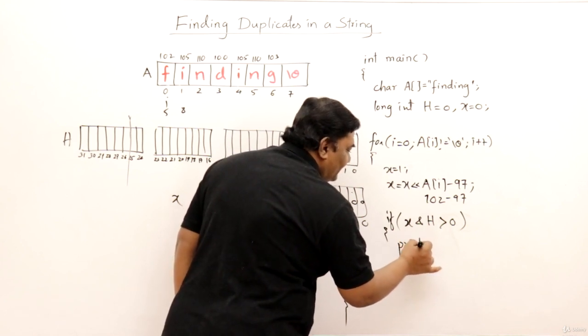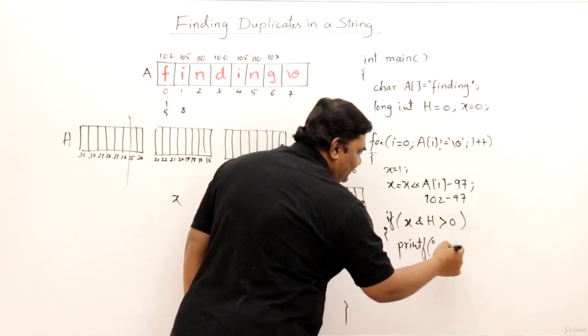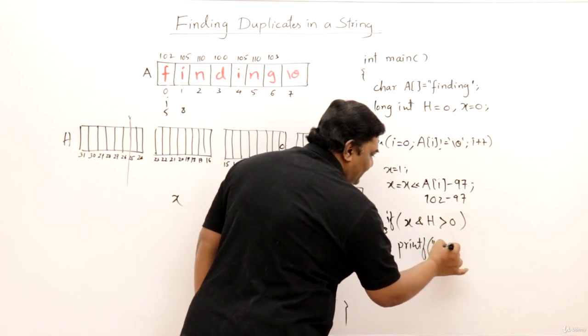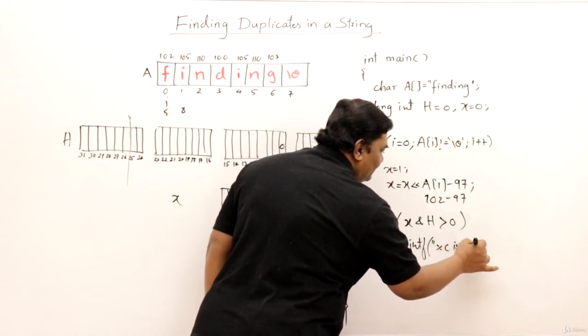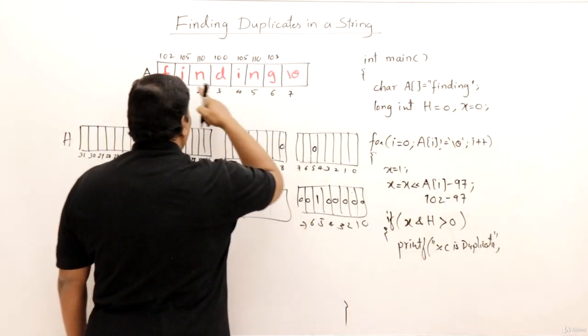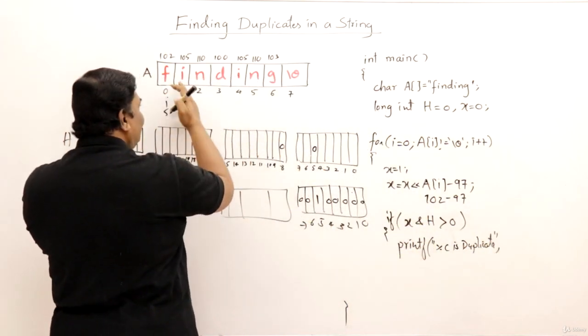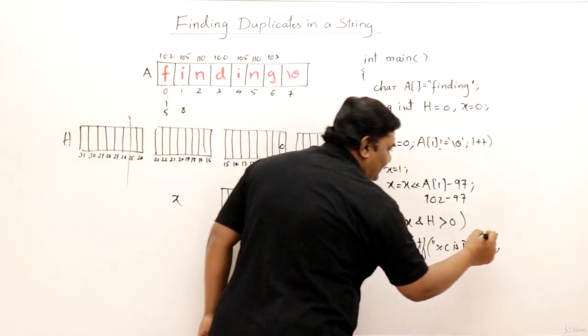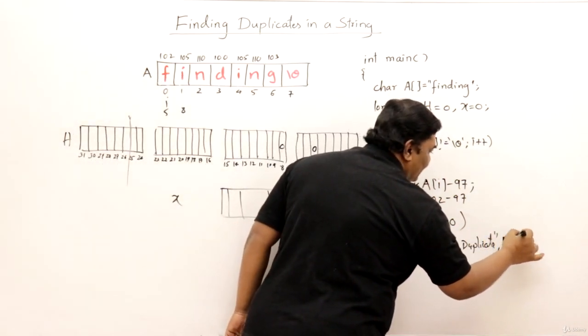If it is so, then print that such and such letter is duplicate. So printf, percent C is duplicate. So who is duplicate here? That is A of i. For f it is not duplicate. For i and n you will get duplicate. So A of i, whatever i is.